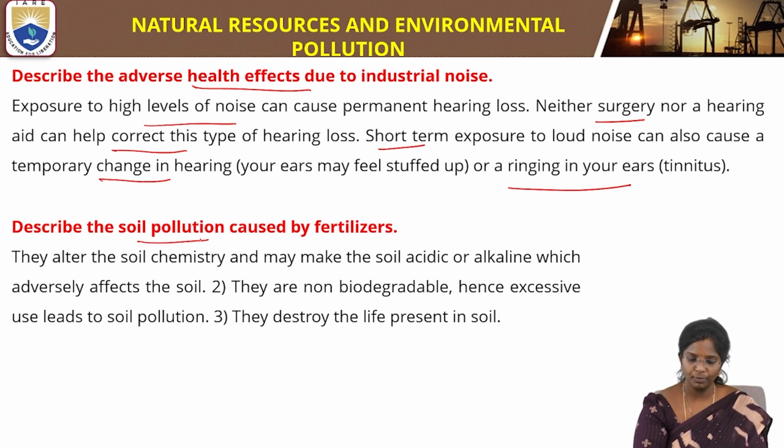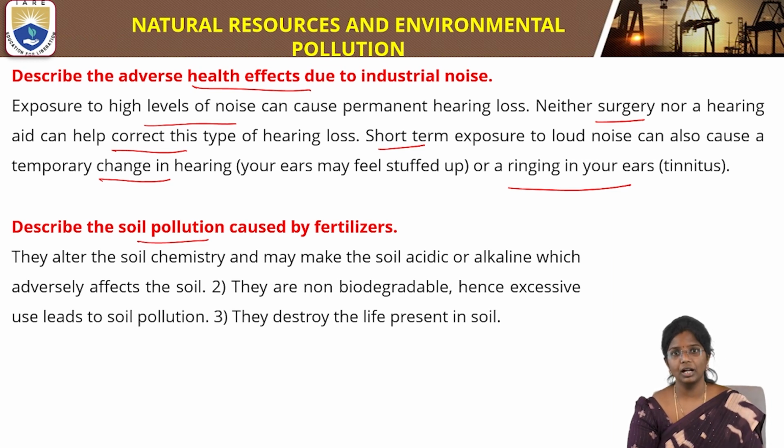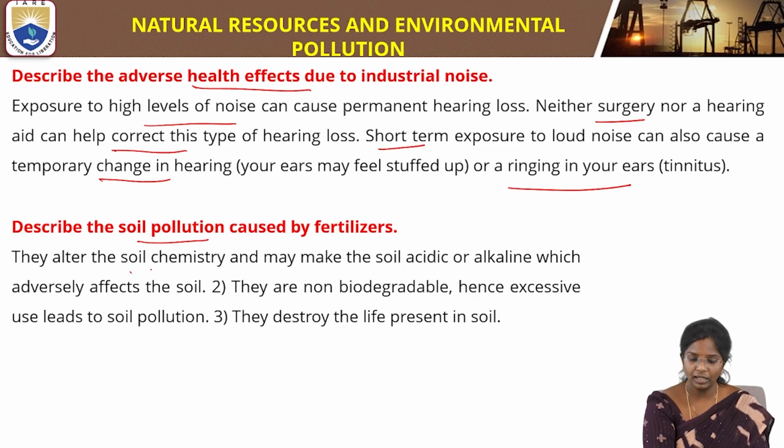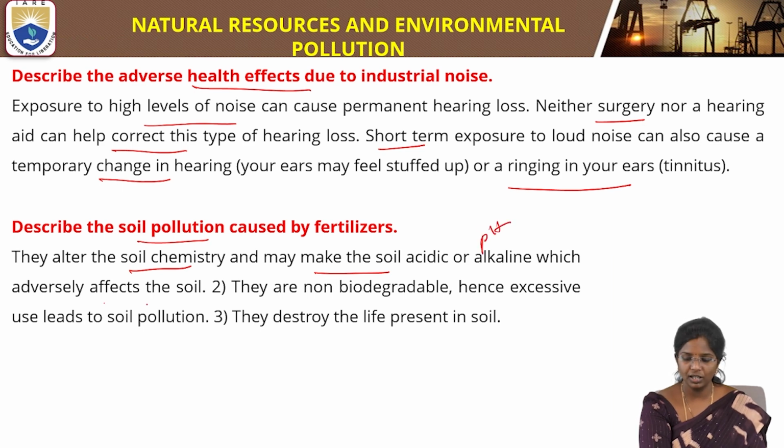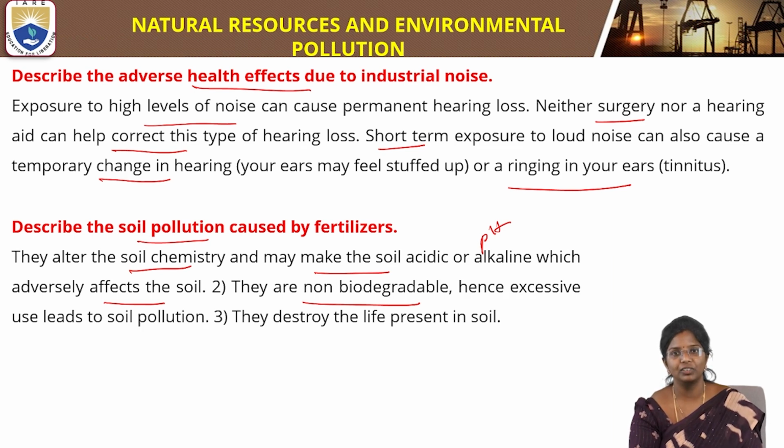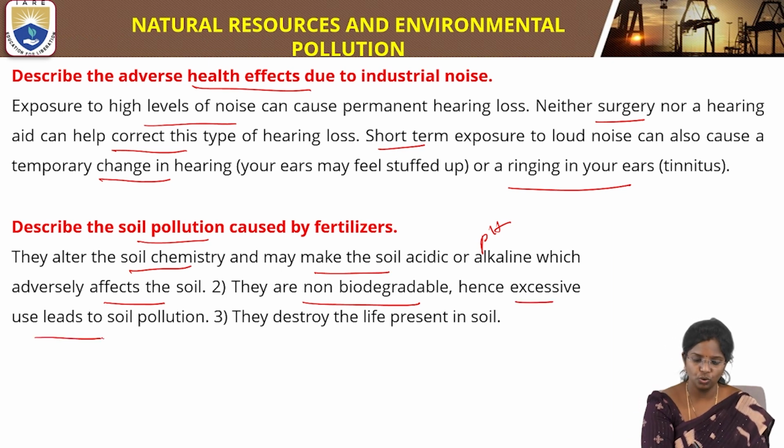Now describe the soil pollution caused by fertilizers. We use fertilizers to give supplements to the crops, but when it becomes excessive, the natural supplements from the earth are different from the chemical supplements we give. The effect of these chemical supplements will always cause pollution. They alter the soil chemistry and may make the soil acidic or alkaline in nature. The pH will change, which adversely affects the soil. They are non-biodegradable, which means they cannot mix with or degrade in the soil matter, and hence excess leads to soil pollution.